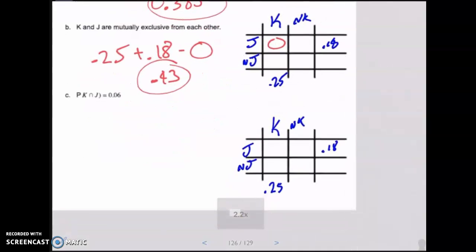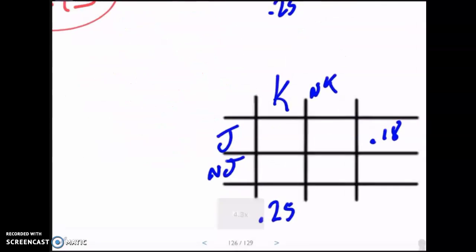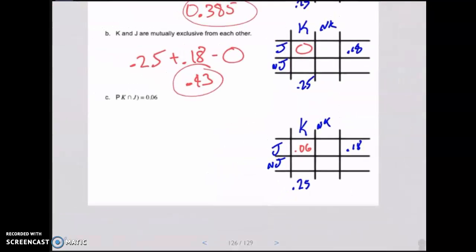And then finally in C, they give you the intersection to be 0.06. So if I want to find the union, that's going to be equal to 0.25 plus 0.18 minus the intersection, 0.06. 0.25 plus 0.18 minus 0.06 is 0.37. Boom.